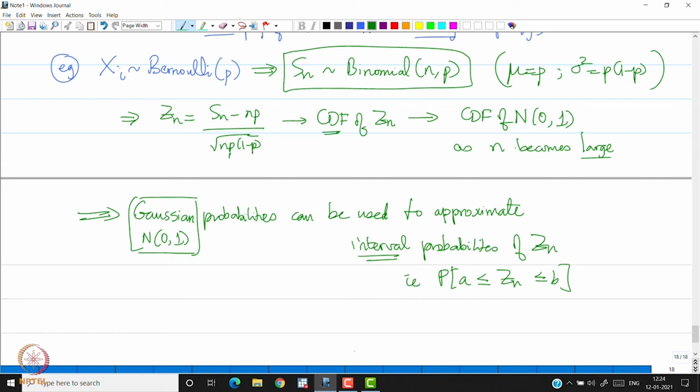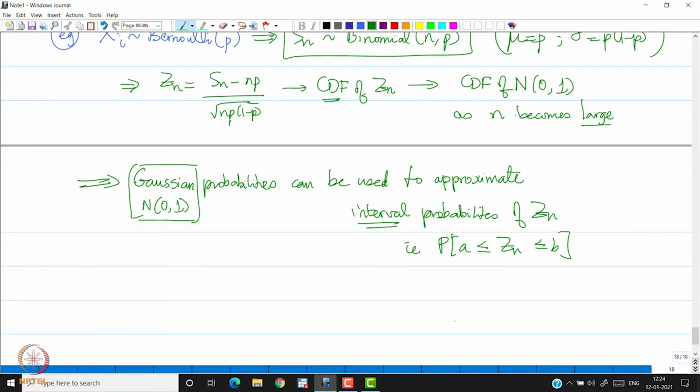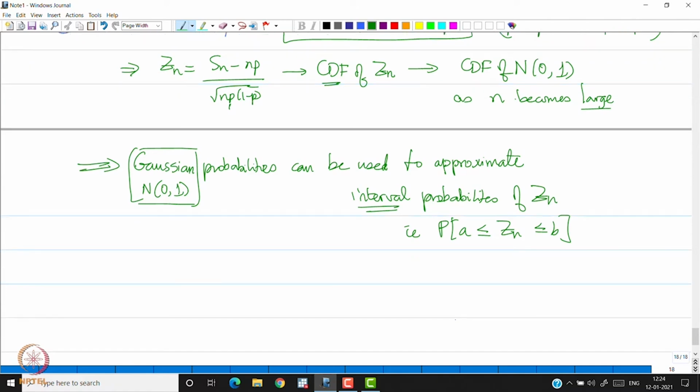So those functions that give you Gaussian probabilities can be used to approximate the interval. This kind of interval probability of Zn, that is the probability that it takes values between A and B, can be calculated using a Gaussian probability. That is one of the important applications of the CLT, right?